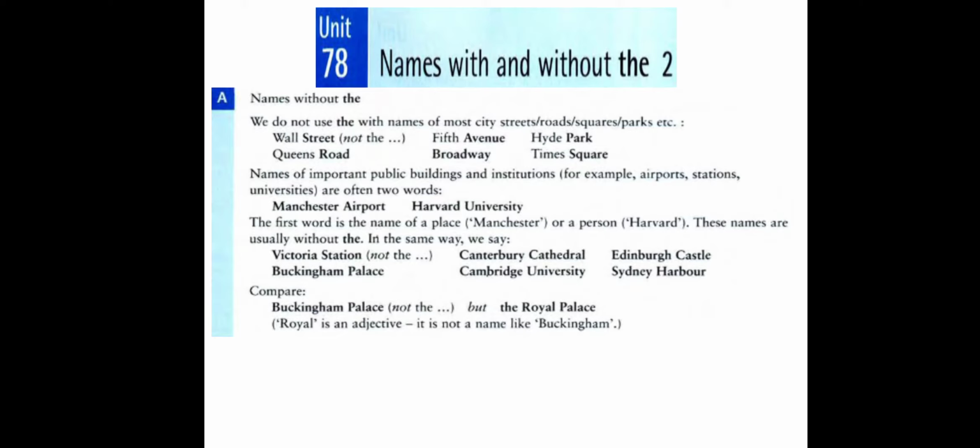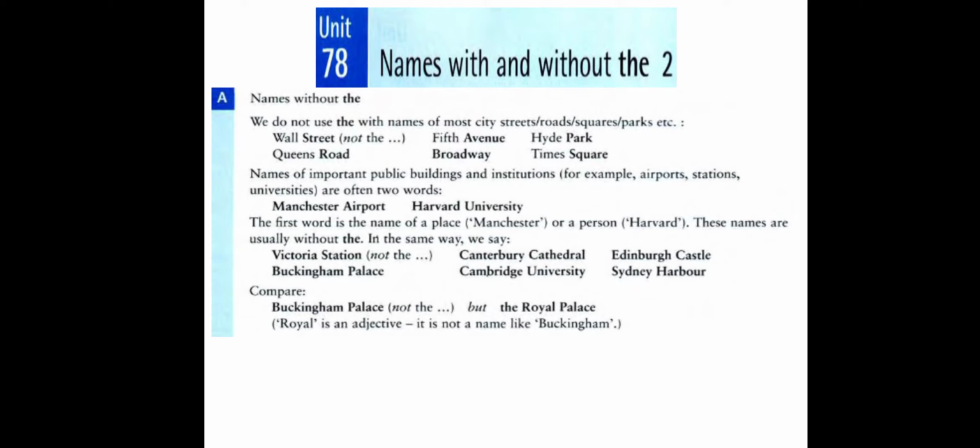We don't use the article the with names of most cities, streets, roads, squares, and parks. Here we say Wall Street. Here the street is identified by the word Wall, which modifies it. If we say she walks in the street, without the name of the street, then we can use the article the. But if we use the name of the street, we don't use the article the. For example, we say the street, but if we say Omar al-Mukhtar Street, we don't use the.